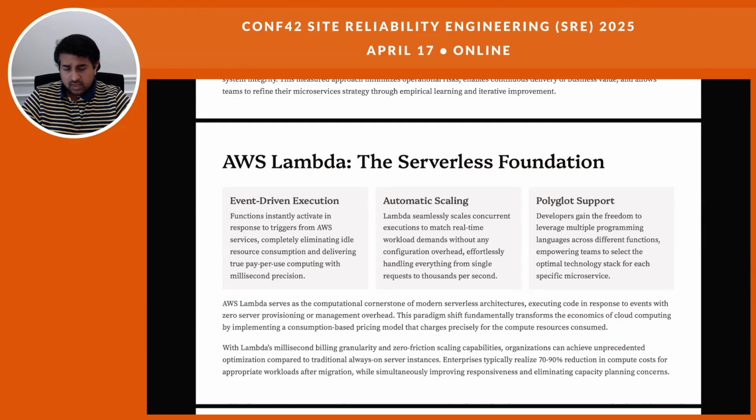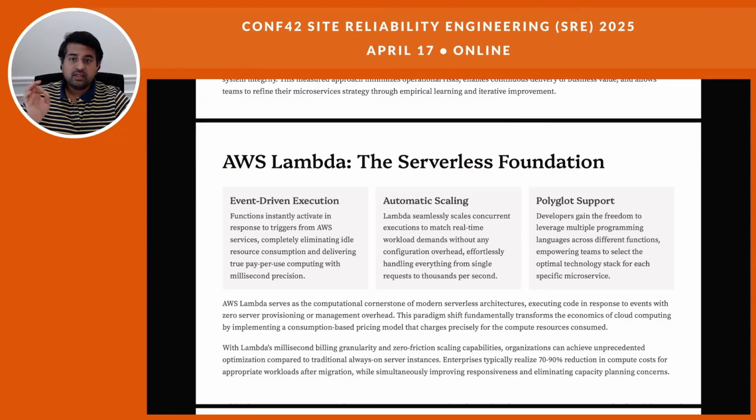Now, let's take a look at a couple of the AWS services. The first one would be AWS Lambda, the serverless foundation. AWS Lambda serves as the computational cornerstone of modern serverless architectures, executing code in response to events with zero server provisioning or management overhead.